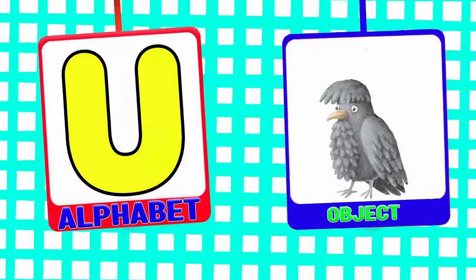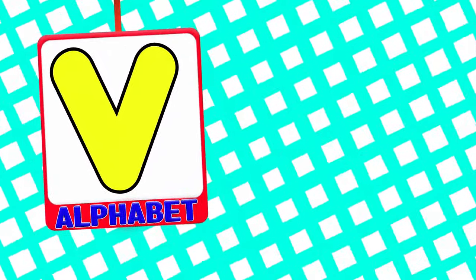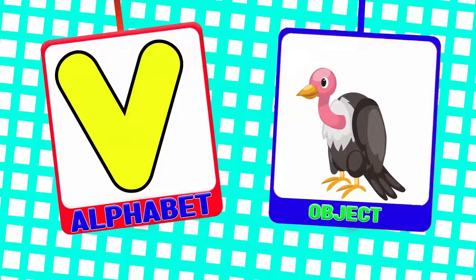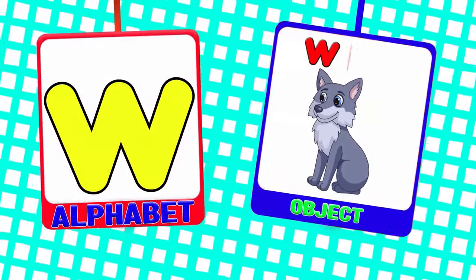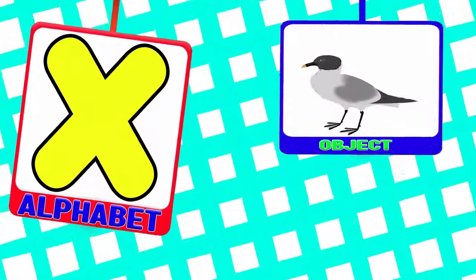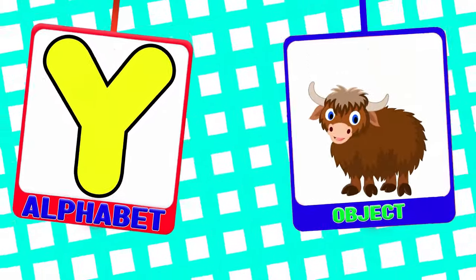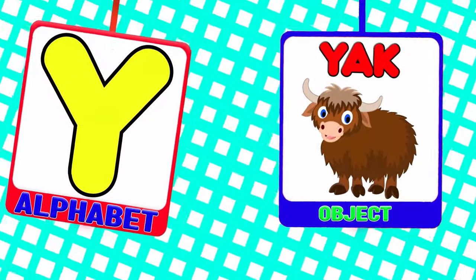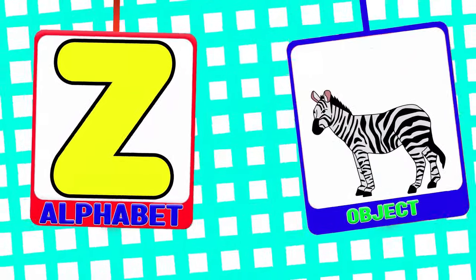U for umbrella bird. V for vulture. W for wolf. X for zebra. Y for yak. Z for zebra.